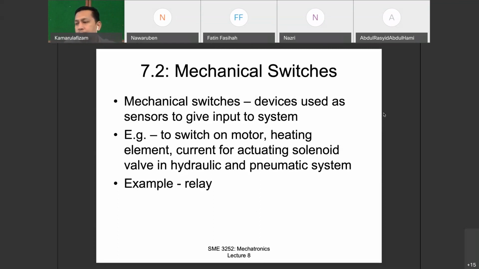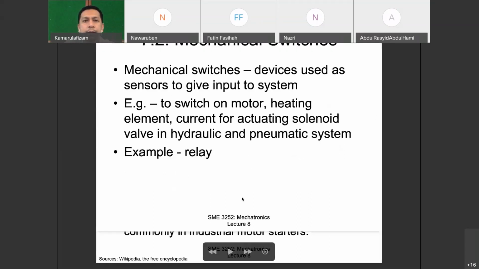Mechanical switch ni benda biasa lah, lampu kita kat dinding, those are the mechanical switch macam contactor point yang basically turn on and turn off circuit punya contact. Kat sini bagi example, switch to motor, heating element, current actuating solenoid valve. Example dekat sini relay lah.